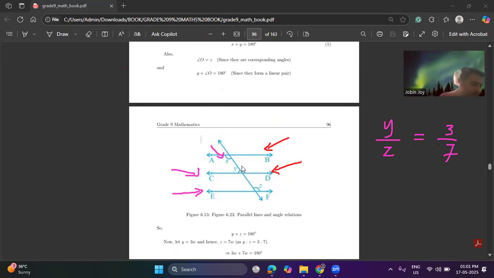We know that angles on the same side of a transversal line sum up to 180 degrees. So if this angle is y, then automatically this angle will be y. If this is x, that means this angle will be x. This is a straight line, so I can write x plus y is equal to 180 degrees.